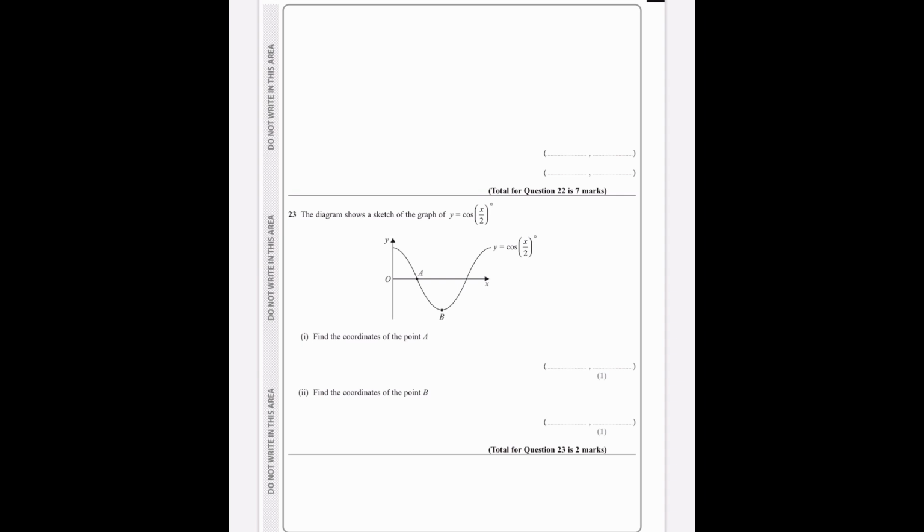Okay, question 23. The coordinate point A, well, just plot this on your calculator. 180, 0 for the x coordinate. If you don't already know the graph, you can just plot it on your calculator. And then for the point B, that minimum point there, it's 360, negative 1. Again, you can use the gsolve function if you have a GDC.